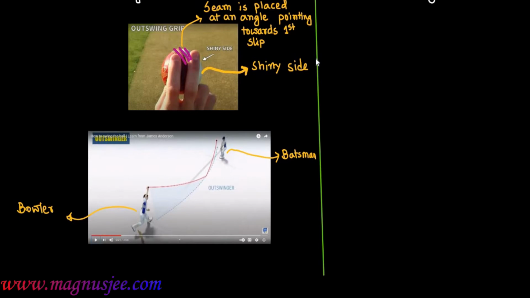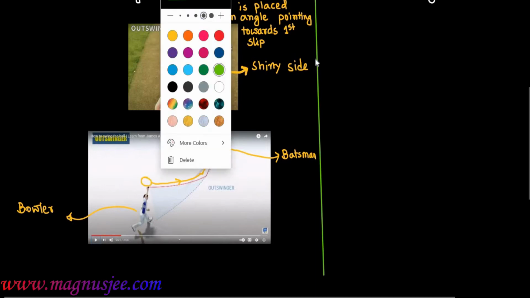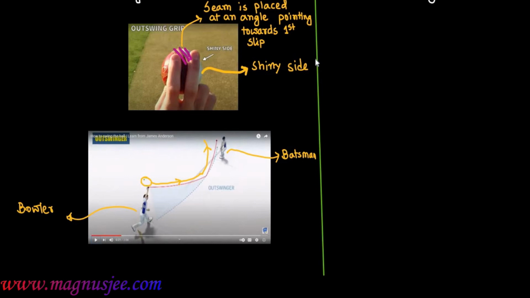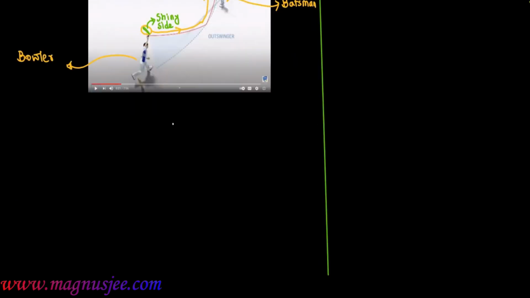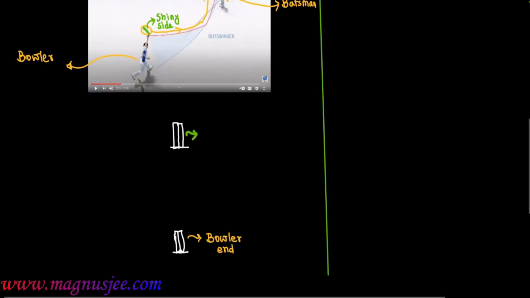This is the bowler end, and the bowler is throwing the ball, and it will swing outwards with respect to the wicket or the batsman. This ball will bend in air towards the first slip, and the seam is placed at an angle theta with the initial line of flight. The shiny side is on the batsman side, and we can draw the wickets at the bowler end and the batsman end.